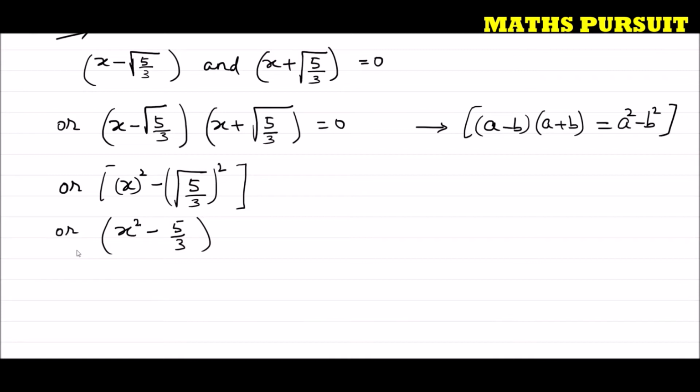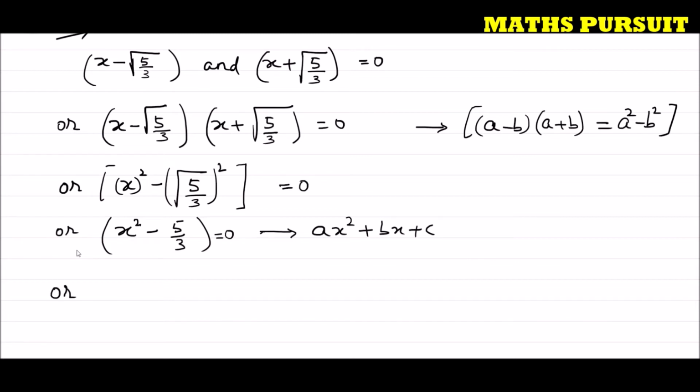Now guys, we very well know that any quadratic equation should not be of the form with 5 upon 3, it should not be like this. It should be of the form ax^2 + bx + c. So we need to remove this 3 from the denominator. So let us remove that 3. So all of this is equal to 0.